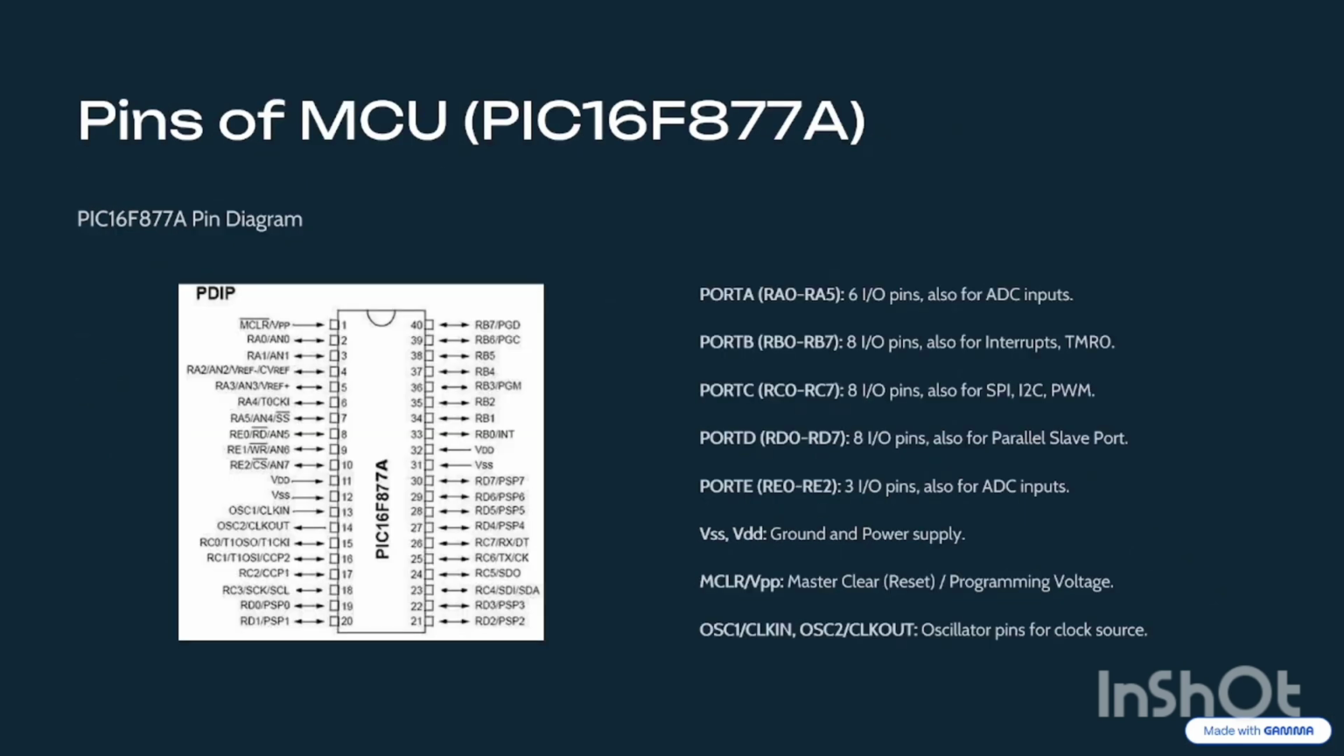So this is the pin diagram of PIC16F77A. It has up to 5 ports. Port A contains 6 input-output pins and port B contains 8 input-output pins. Port C contains 8 input-output pins. Port D contains 8 input-output pins. Port E contains up to 3 input-output pins. So VSS and VDD are for ground and power supply respectively. Oscillator pins are required for the clock and it contains up to 2 oscillators.